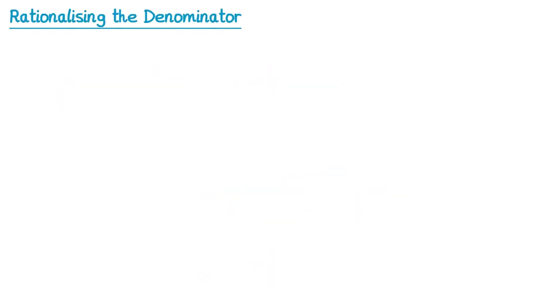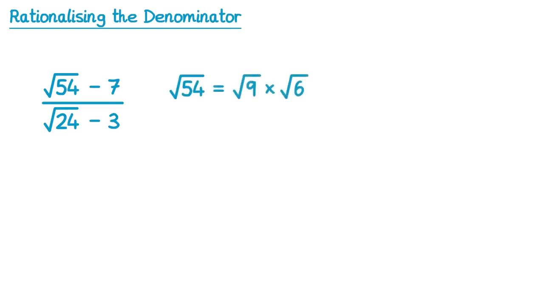Now let's try a really tricky example. So for this one here, we've actually got 2 terms on the top and the bottom, and the surds there can be simplified themselves first. So let's start with root 54. This is the same as root 9 times root 6, and root 9 is just 3, so that's 3 times root 6, or 3 root 6.